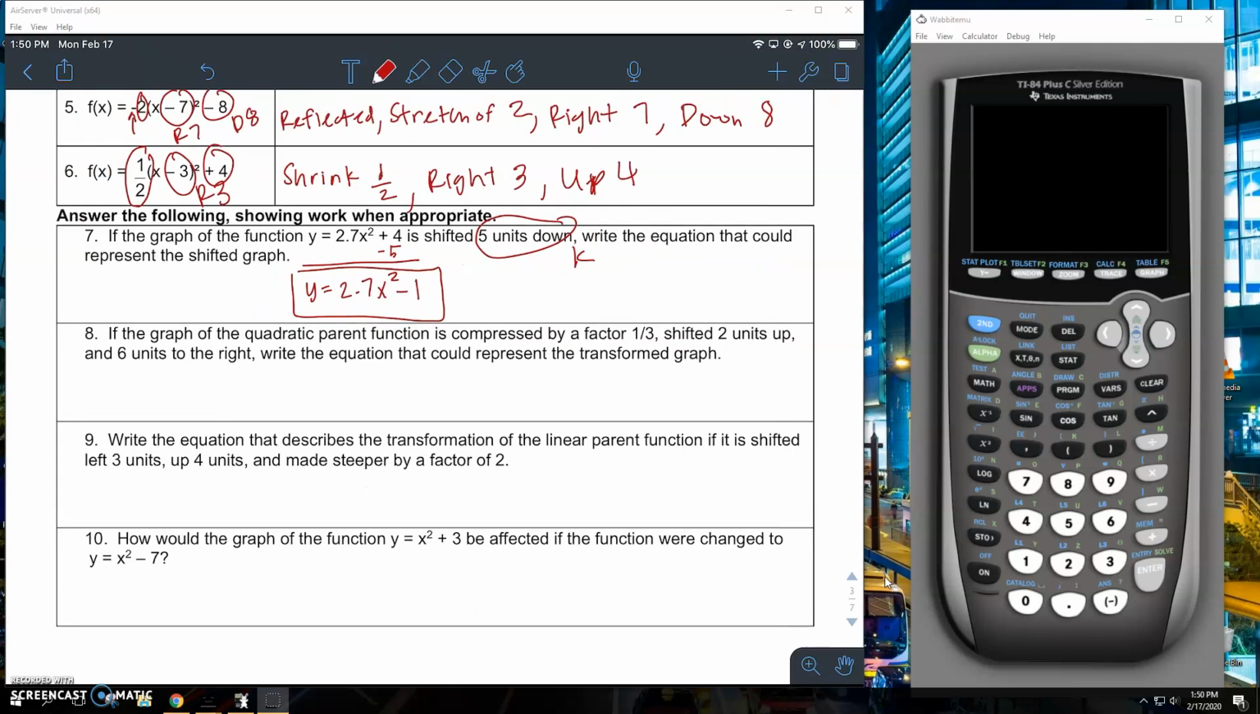So what we would have done is, if you looked at a picture of a graph, it would have started up, and all we did was shift it down.